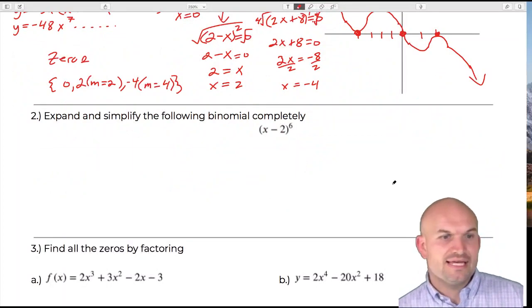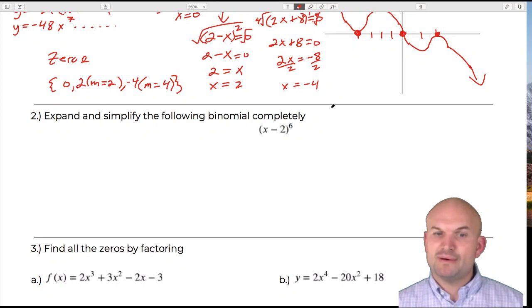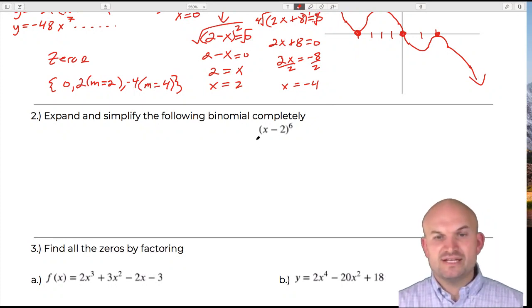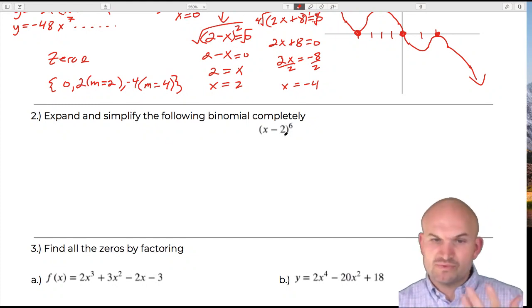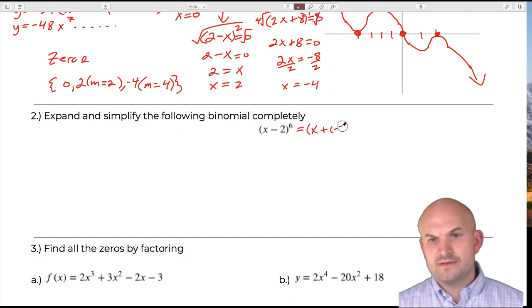The next thing we worked on is expanding the binomial completely and then simplifying the solution. So rather than multiplying this out, which many students try to do, which I wouldn't recommend, we can just talk about the patterns that we found in class: the patterns of the powers, which would be like the binomial expansion, as well as the patterns with the coefficients, which would be like Pascal's triangle. So in this case, basically what we want to do is go ahead and rewrite it as x plus -2 to the 6th power.